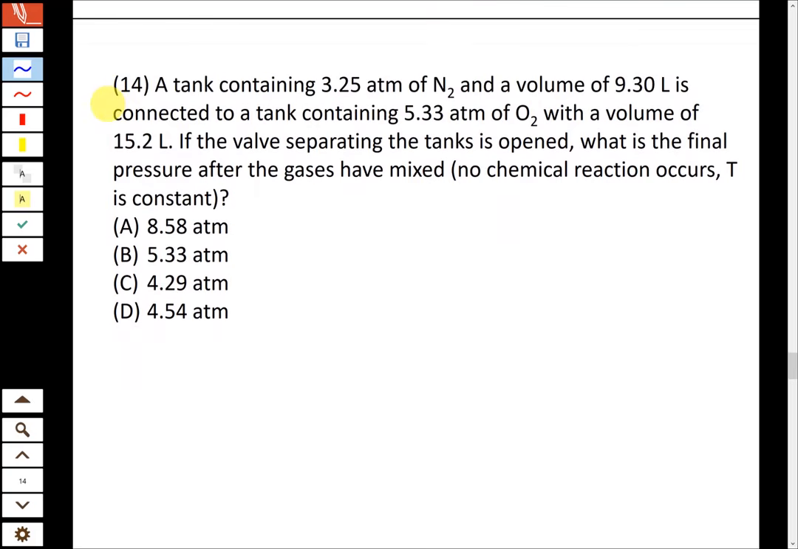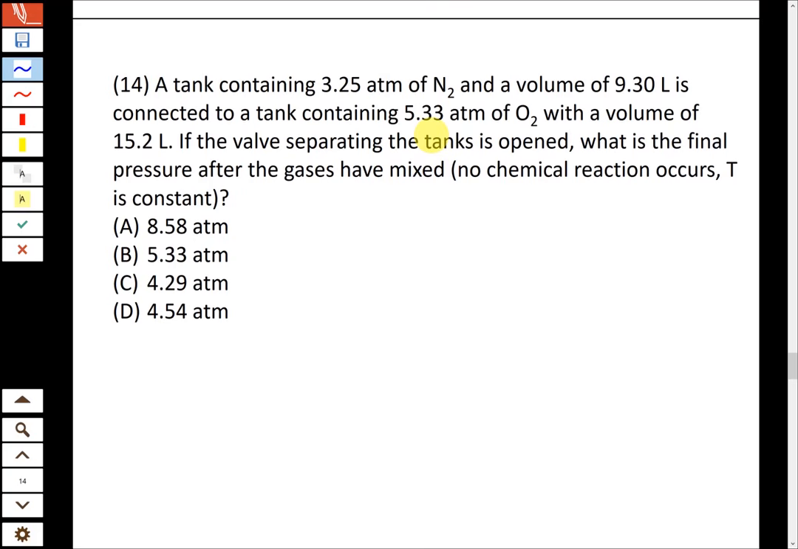So this problem deals with mixing 2 gases together. We have a tank with 3.25 grams of nitrogen with a volume of 9.3 liters. And then it's connected to a tank with 5.33 atmospheres of oxygen with a volume of 15.2 liters. So the valve separating the tanks is opened. What is the final pressure after the gases have mixed? No chemical reaction occurs and the temperature is constant.